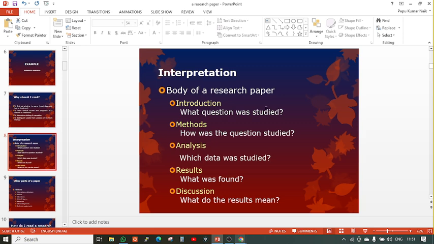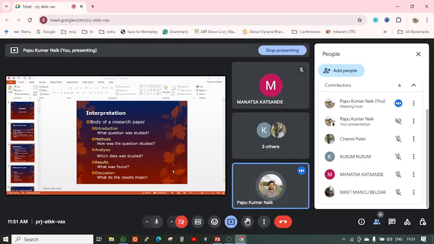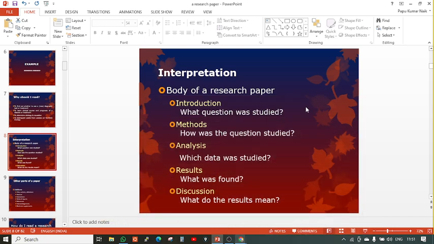Then we come to the second term, which is methods. Methods means how the question was studied. That means the research problem you have stated, and explained why you selected it in the introduction section. Then how can this be studied, what are the methods by which you are going to study these questions and find solutions, is described in detail in the methods section.